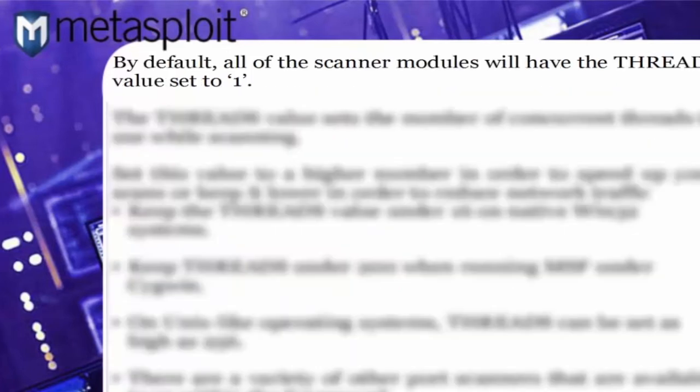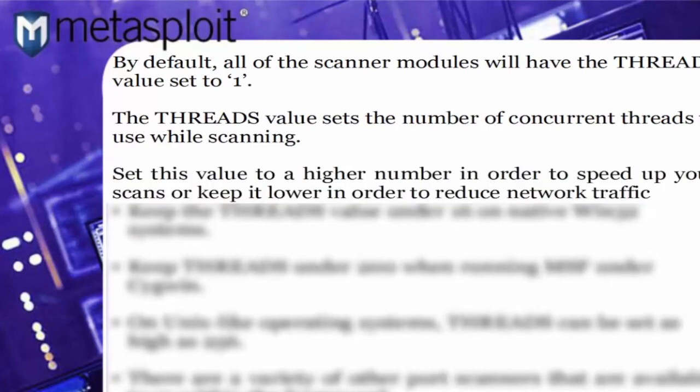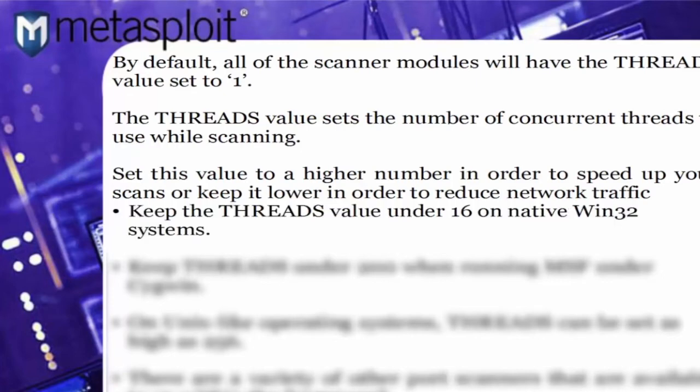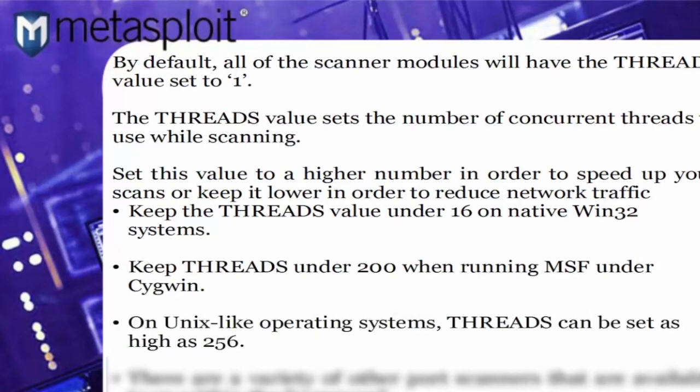By default, all of the scanner modules will have the THREADS value set to 1. The THREADS value sets the number of concurrent threads to use while scanning. Set this value to a higher number in order to speed up your scans, or keep it lower in order to reduce network traffic. Keep the THREADS value under 16 on native Win32 systems. Keep threads under 200 when running MSF under Cygwin. On Unix-like operating systems, threads can be set as high as 256.